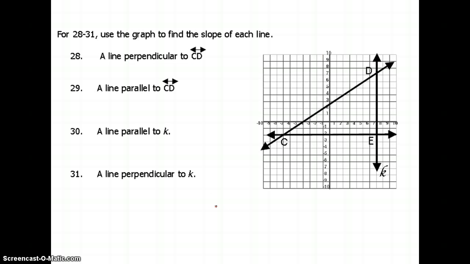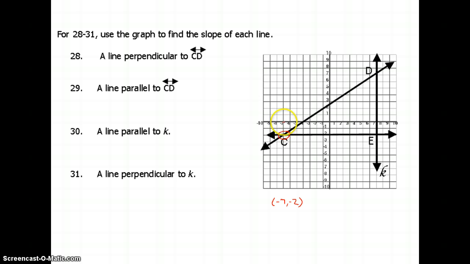Okay, 28 through 31. Use a graph to find the slope of each line. 28, a line perpendicular to CD. CD is right here, okay? We're not given a slope. We need to find the slope. All right, we need to pick out two points where we know for a fact it's going through. Here's one. And that is 1, 2, 3, 4, 5, 6. Negative 7, negative 2. So that's one point. Okay, and it also goes up to this one.